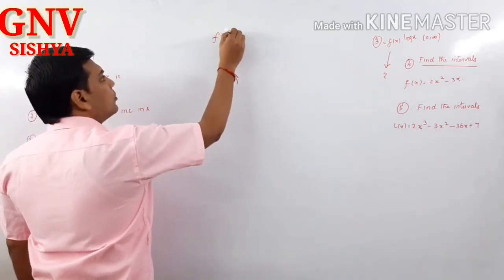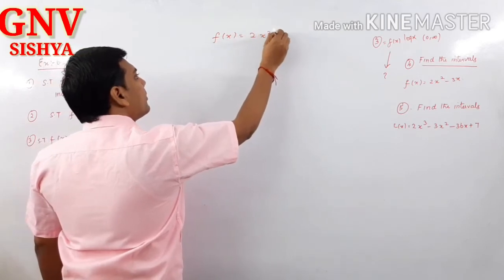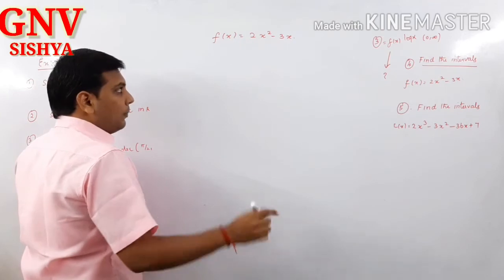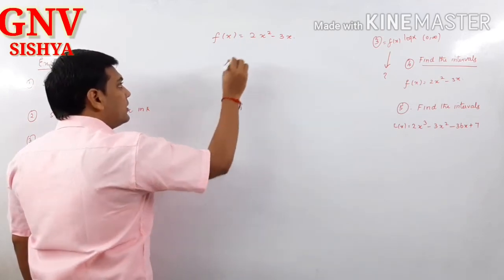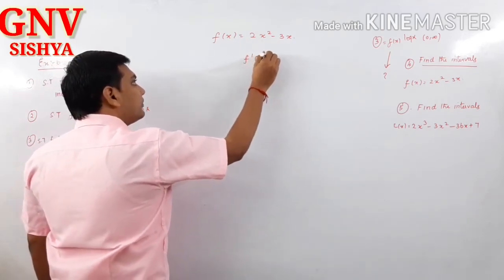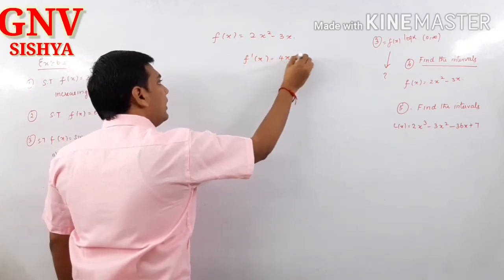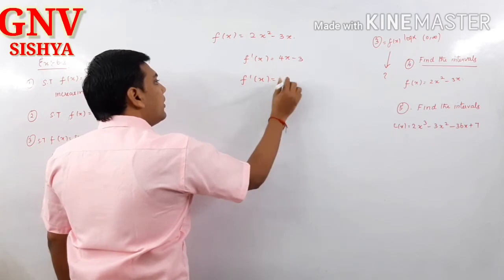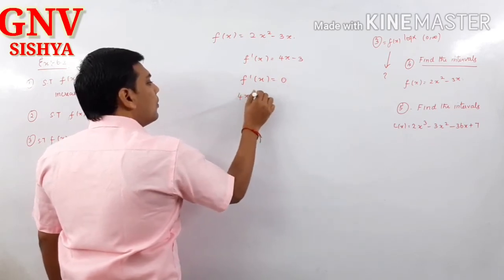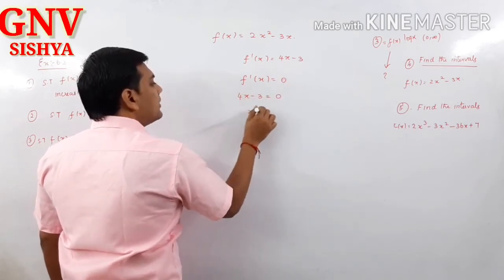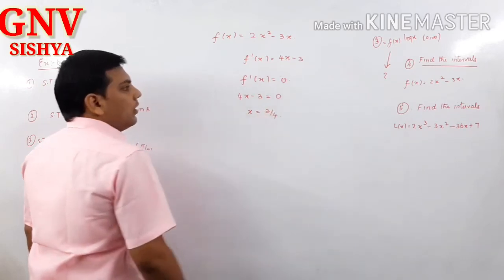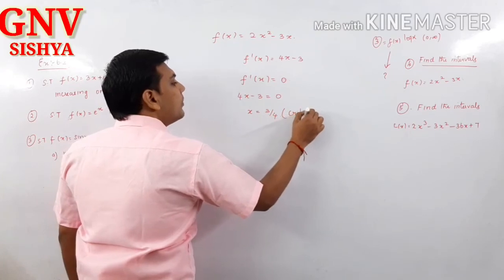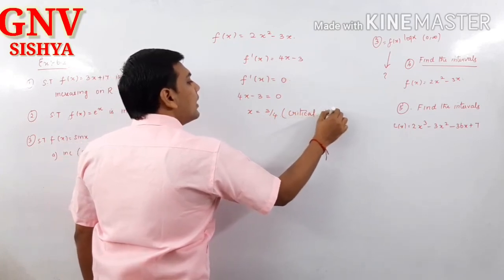f of x is equal to 2x square minus 3x, correct? Now please listen carefully, I am saying the procedure. First differentiate it: 4x minus 3. Equate f dash of x to 0. So 4x minus 3 equals 0, x is equal to 3 by 4. This number is called the critical number.